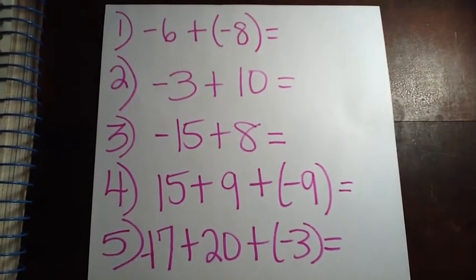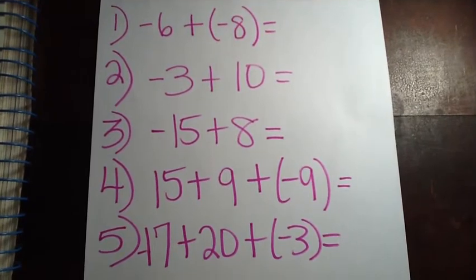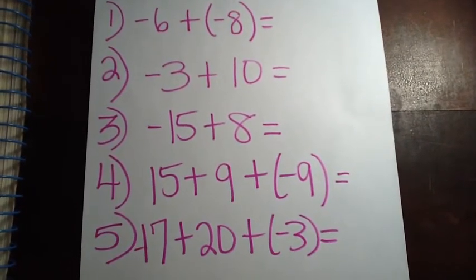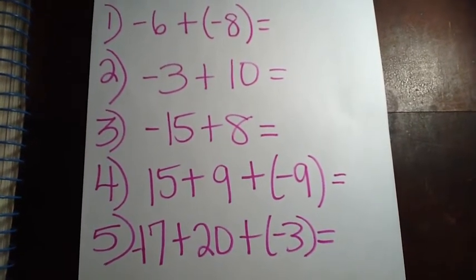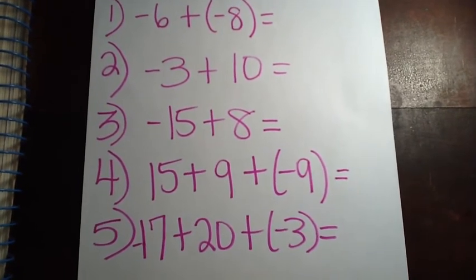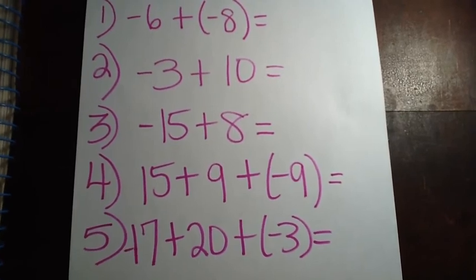Alright, number 1 is negative 6 plus negative 8. Number 2 is negative 3 plus 10. Number 3 is negative 15 plus 8. Number 4 is 15 plus 9 plus negative 9. And then number 5 is negative 17 plus 20 plus negative 3. Alright, good luck.